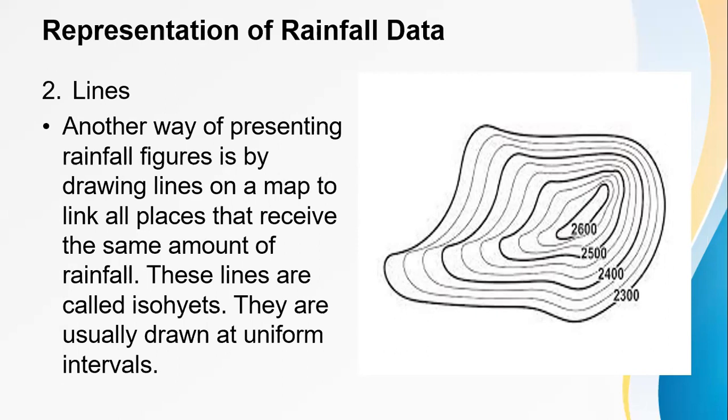The other presentation is using lines, whereby lines are drawn on the map to link all the places that receive the same amount of rainfall. These lines are called isohyets, and they are usually drawn at uniform intervals. So isohyets are the lines that show the same amount of rainfall that is received within a place. So that's the second way of presenting this rainfall data.